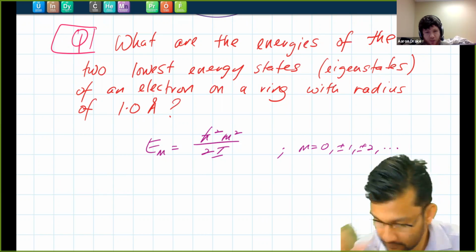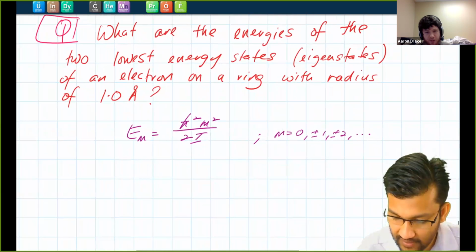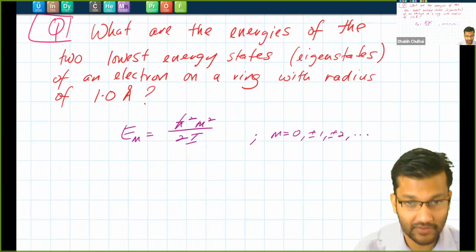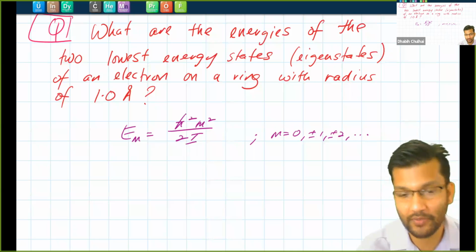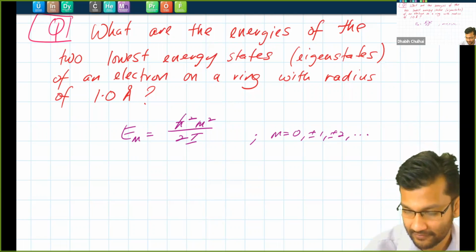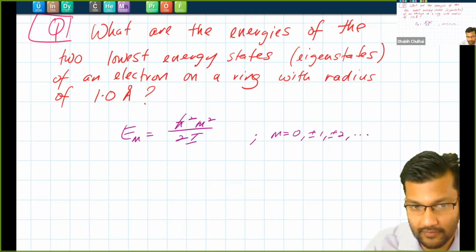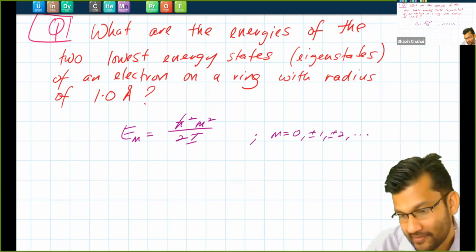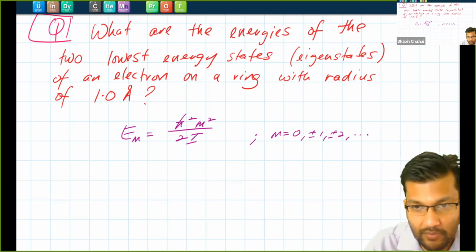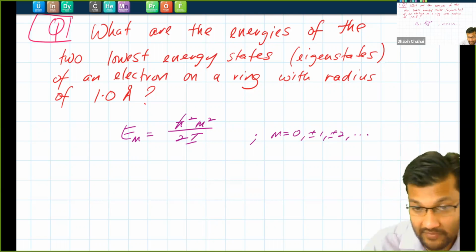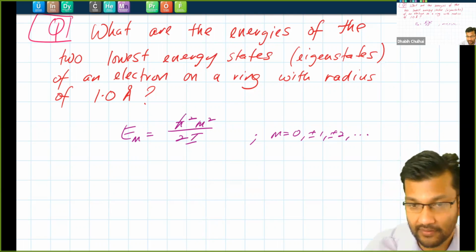Do you want us to do the zero point? Like, is the zero point included in the two lowest? Yes, the zero point is the lowest energy, so yes, the zero point would be one of the answers. And for m equals 0, the particle is not rotating either left or right. It's just standing still. It's quite boring, actually, which is a valid solution. A particle can just stand still. It can do whatever it wants.